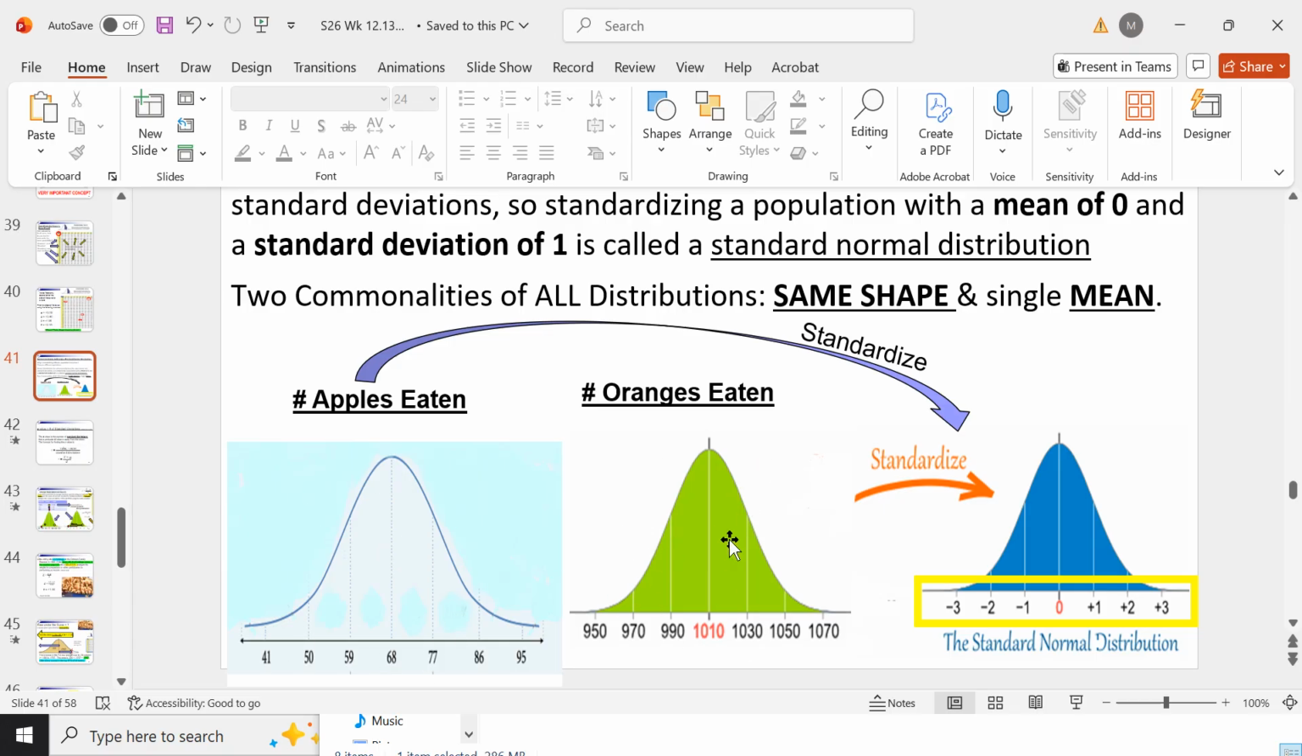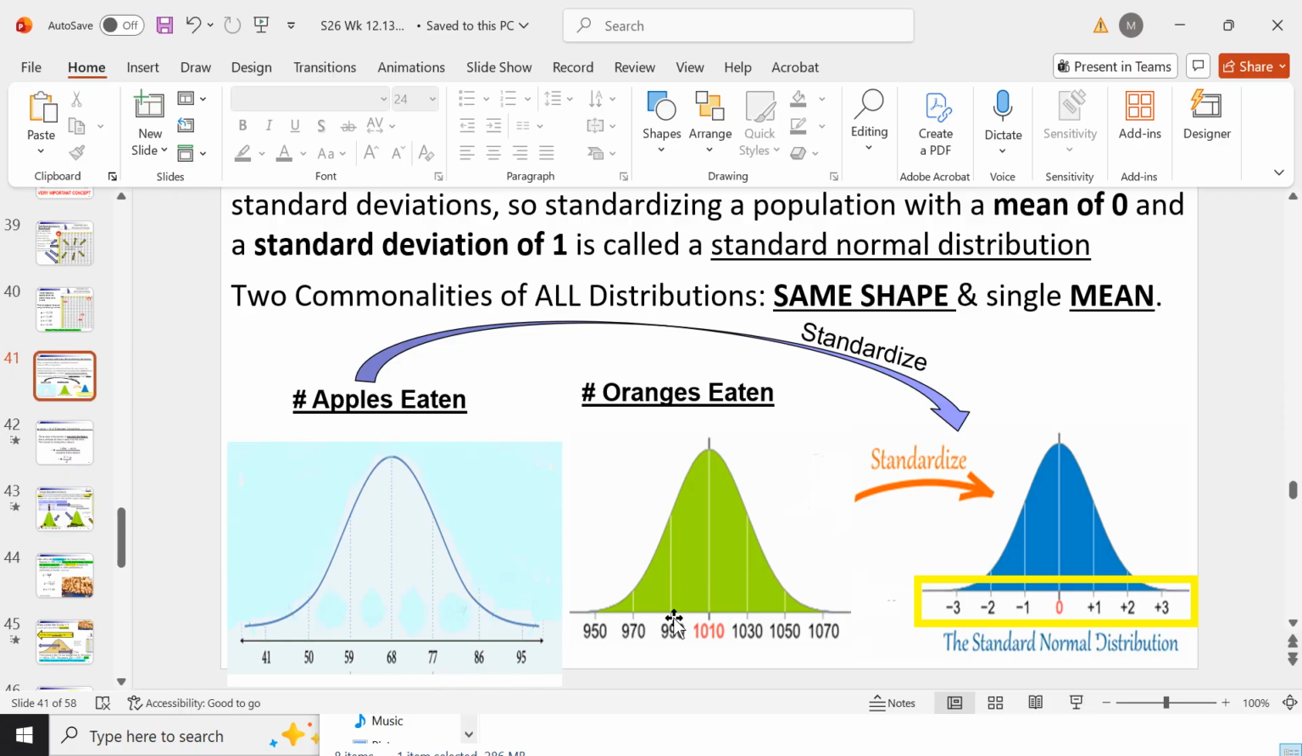Now the number of oranges eaten. In this particular study, maybe this is annually, not daily. So the number of oranges eaten annually by a particular population has a mean of 1,010 oranges. And what's the standard deviation here? Well, 110 to 130, so that's 20, and then another 20 is 50, another 20 is 70. So in this case the standard deviation is 20. The mean is 1,010. For the apples, the mean is 68 and the standard deviation is 9.